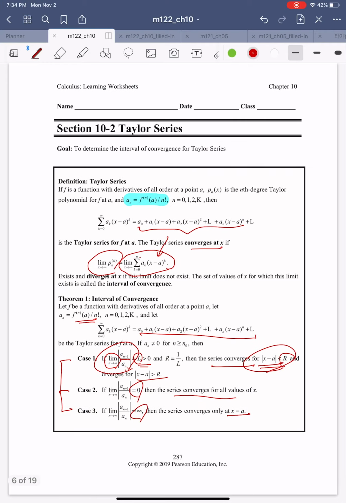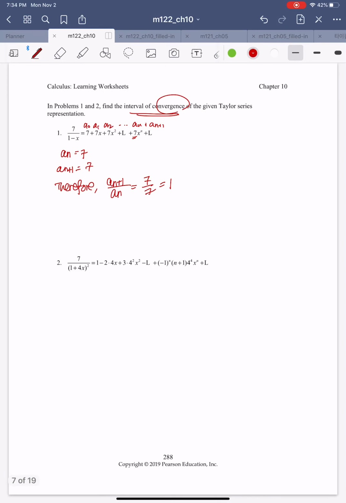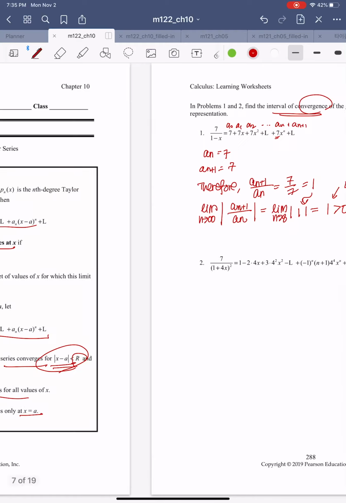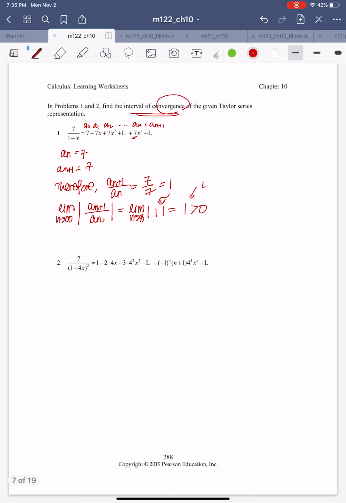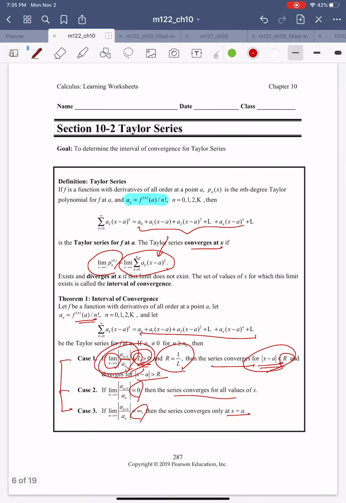So by the ratio test, we need to take the limit as n goes to infinity of a sub n plus 1 divided by a sub n. Well, that's the limit as n goes to infinity of really 1. That's just 1, which is greater than 0, so this is your L. So R will be 1 over L, which is 1 over 1, which is 1. So we have exactly case 1.